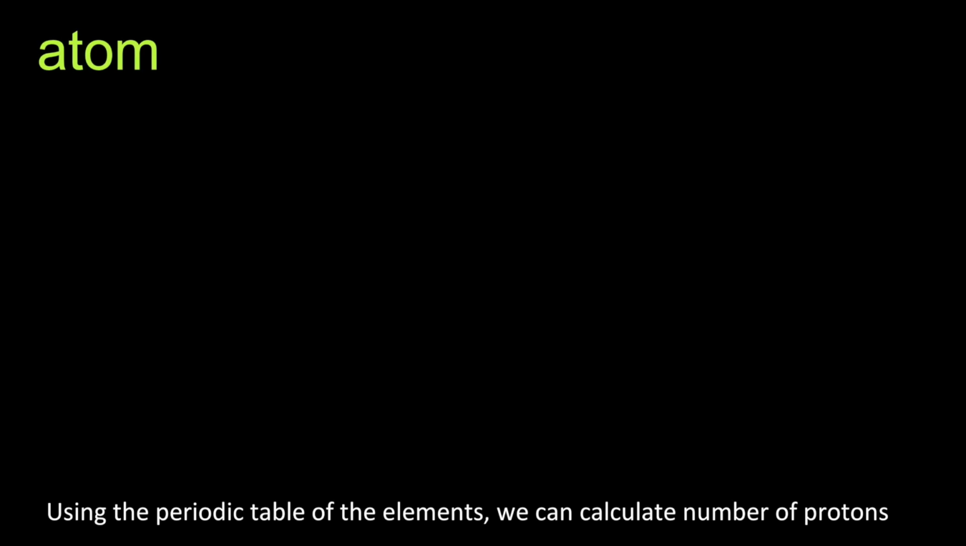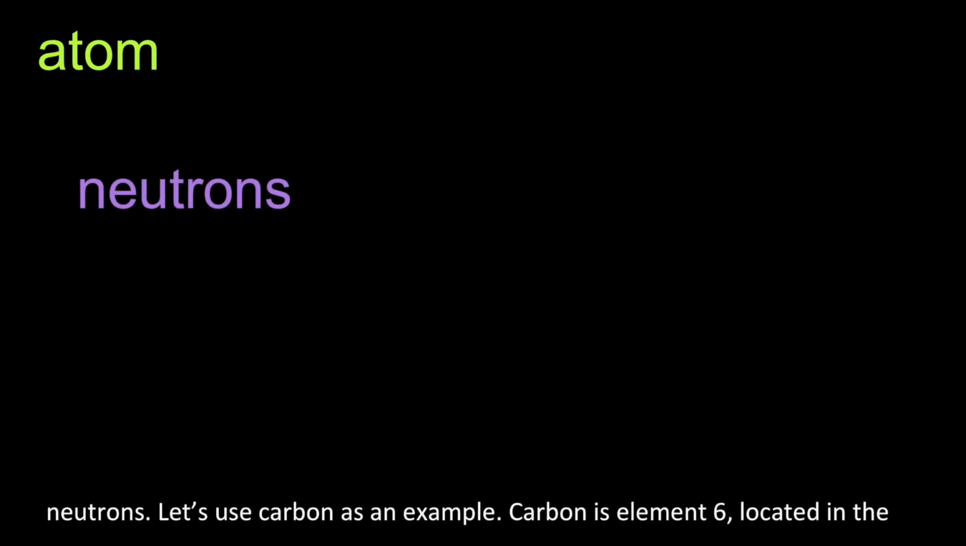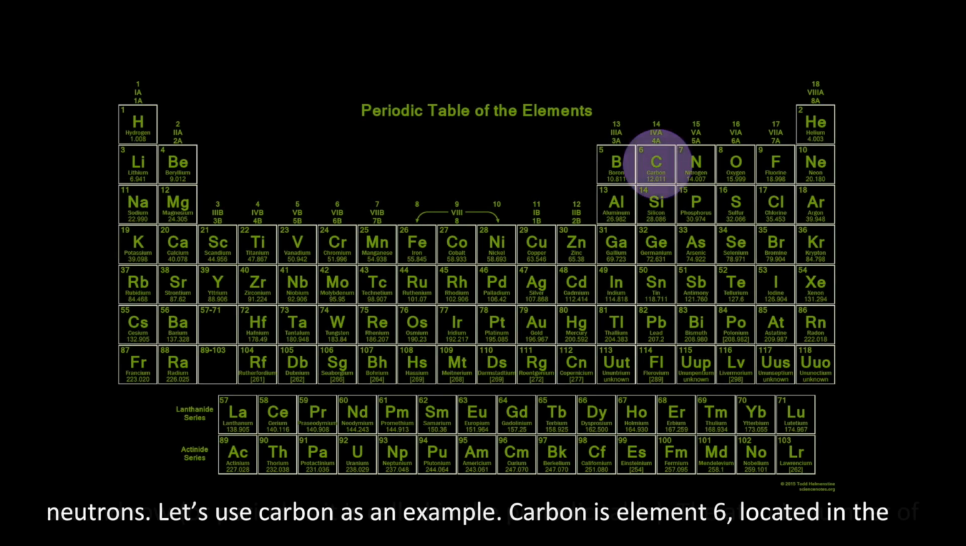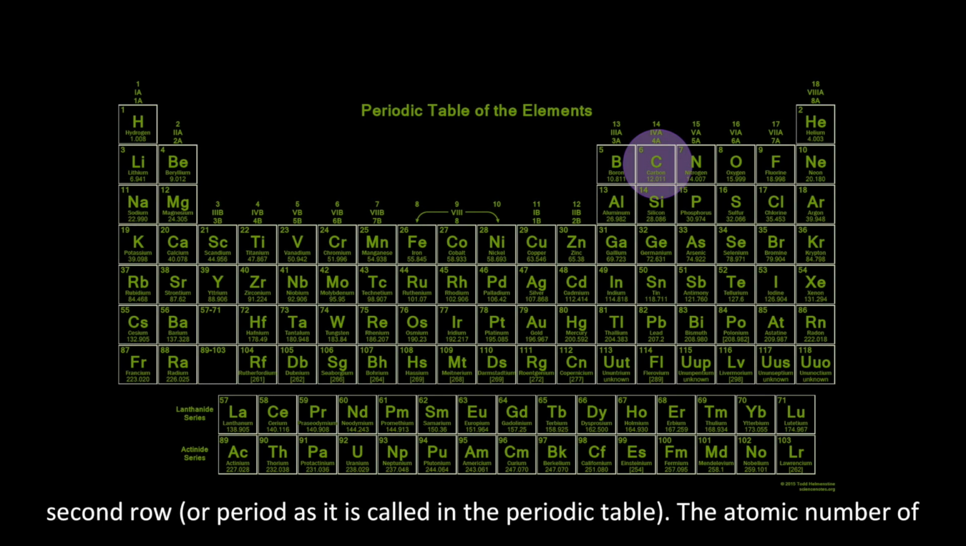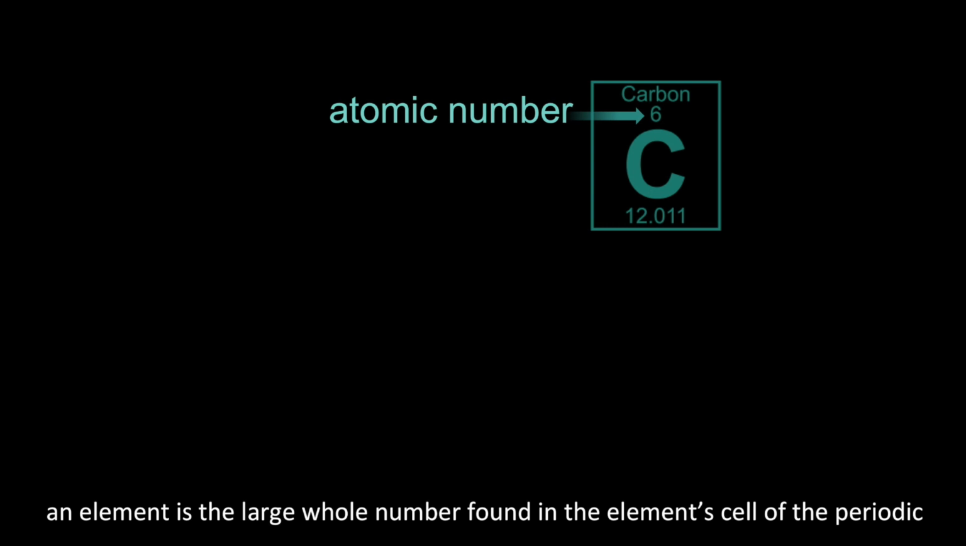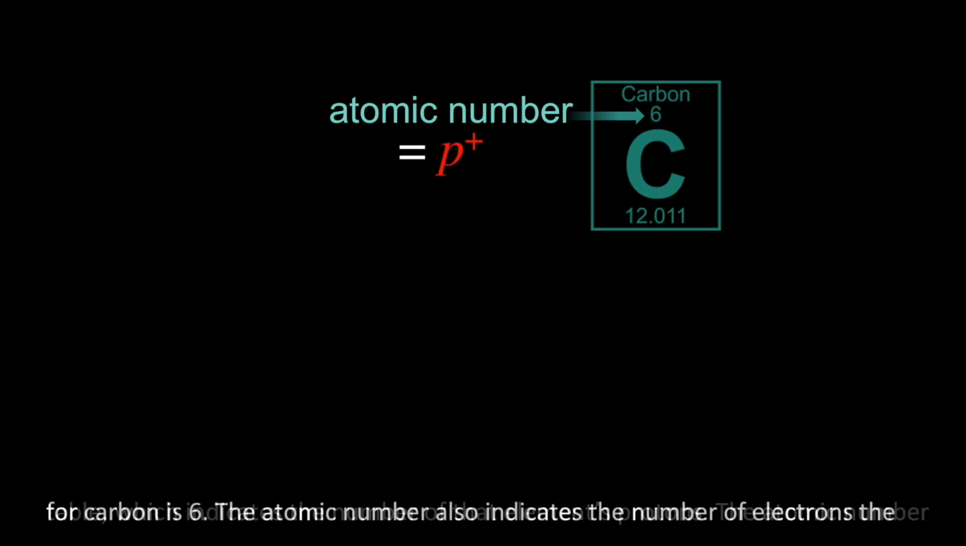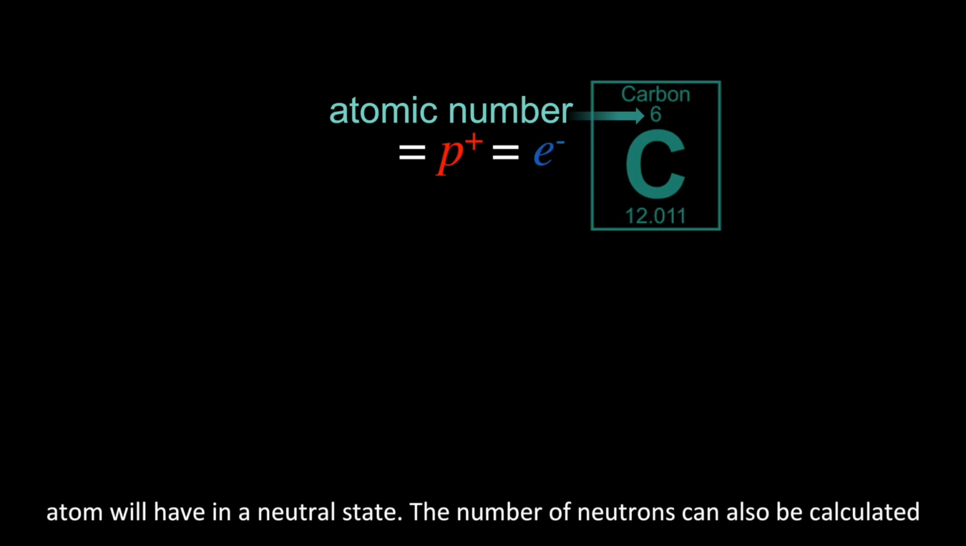Using the periodic table of elements, we can calculate the number of protons and electrons in a neutrally charged atom, as well as the average number of neutrons. Let's use carbon as an example. Carbon is element 6, located in the second row, or period as it's called, in the periodic table. The atomic number of an element is the large whole number found in the element cell of the periodic table, which indicates the number of that element's protons. The atomic number for carbon is 6.